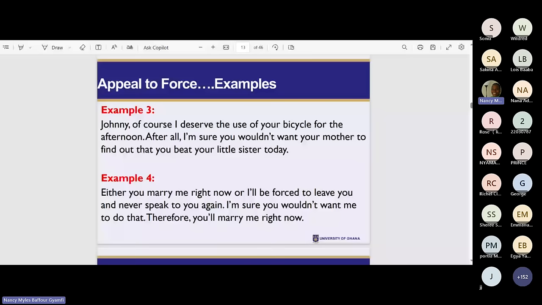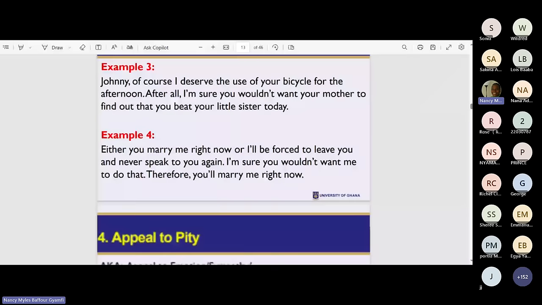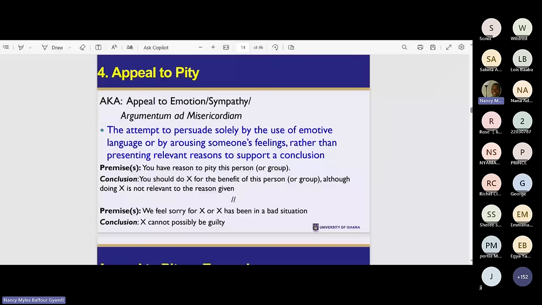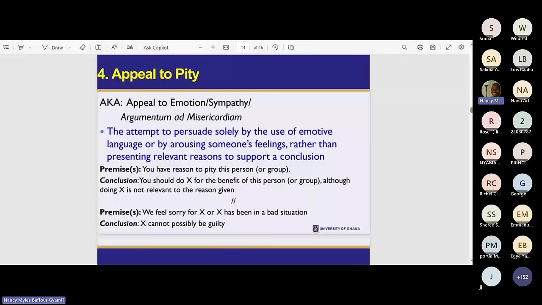Okay, all right. Now we move on to appeal to pity, another type of fallacy of relevance. You are drawing my attention from what you are saying to my emotions, pity, so that I will make a decision, either accept or reject what you are saying based on the pity I am feeling.